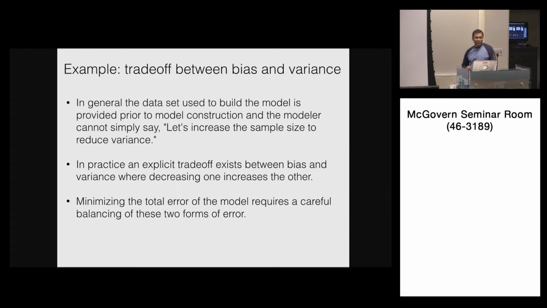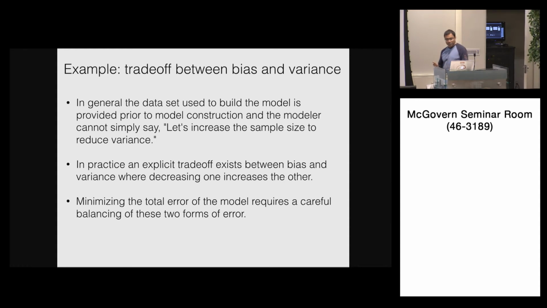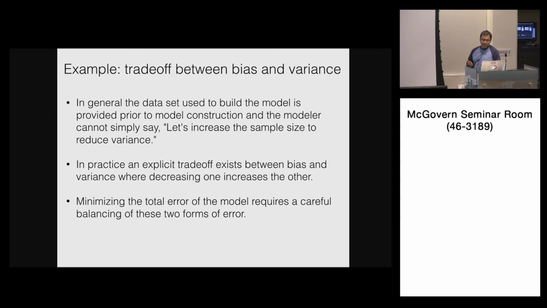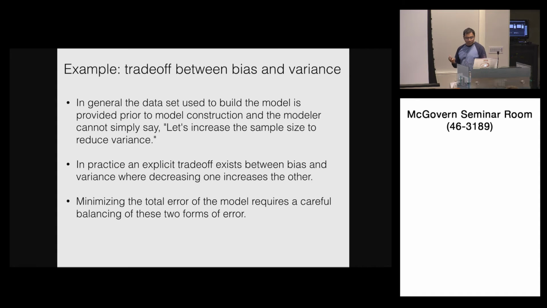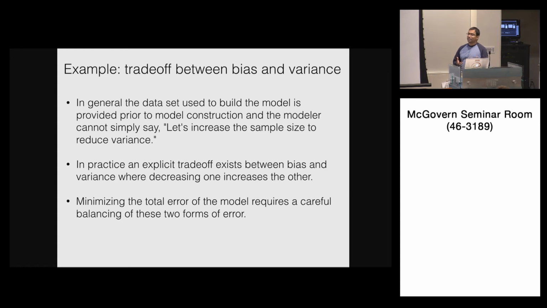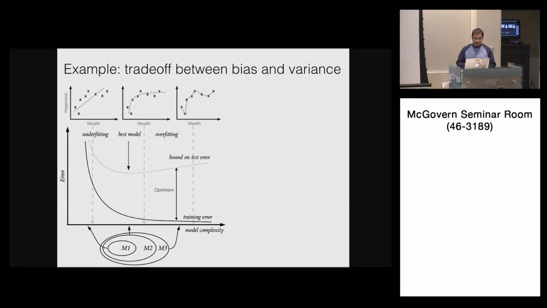Okay, so in general, the data set used to build the model is provided prior to model construction, and the modeler cannot simply say, let's increase the sample size to reduce variance. In practice, an explicit trade-off exists between bias and variance where decreasing one increases the other. And minimizing the total error of the model requires a careful balancing of these two forms of error. So those are things to keep in mind as you're thinking about applying these things.